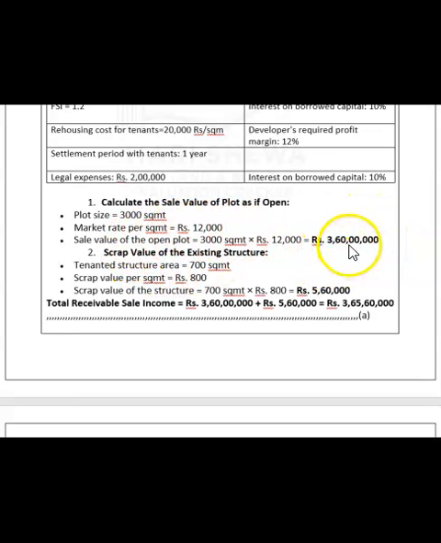This is a 360 lakhs plot. Scrap value of the existing structure 700 square meter, and scrap value per square meter is given in the question as 800. So 5,60,000 the developer will get from the old building. So total receivable sale amount is 365 lakhs 60,000. Total receivable amount. Assume this is the A.